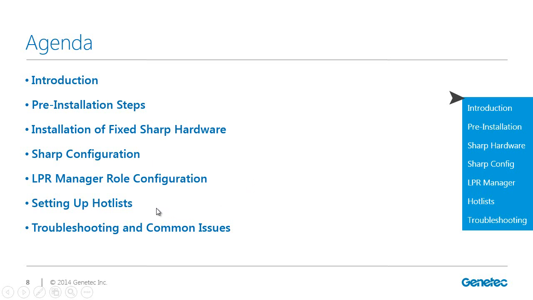The last configuration step is to set up the hot list we want to use with our Sharp cameras in case there are specific plates that we are looking for. And of course, in case things don't quite go as planned, we've got some good tips concerning troubleshooting any common issues that might come up during the setup process or while you're using your Sharp system.